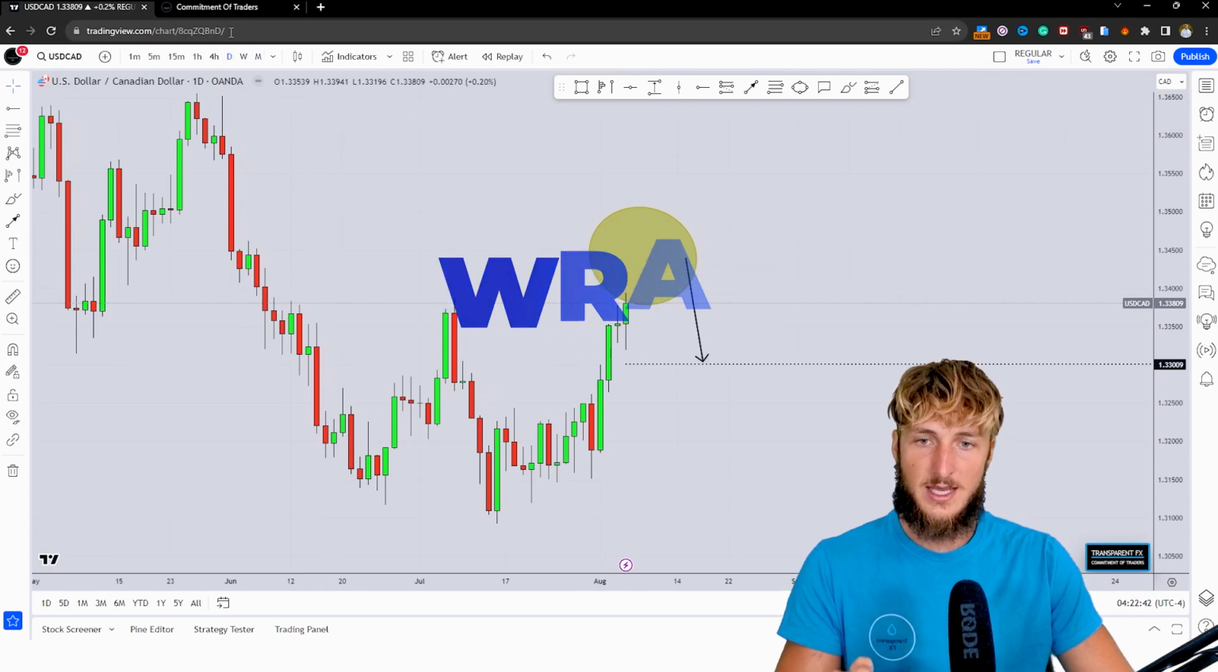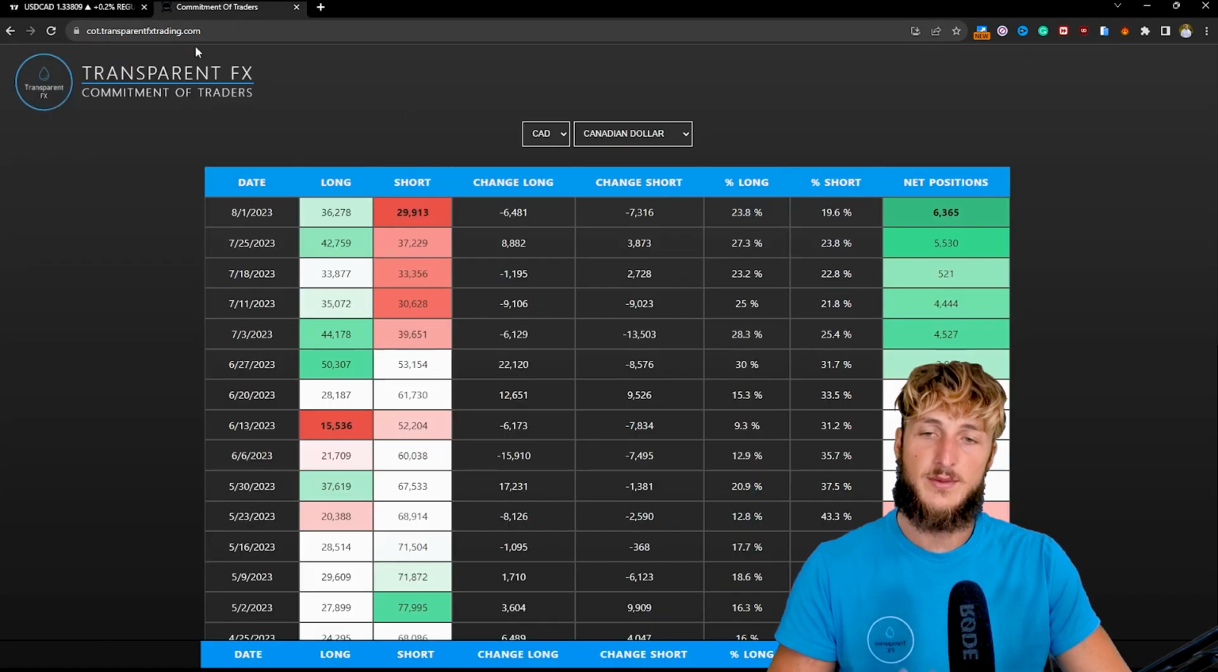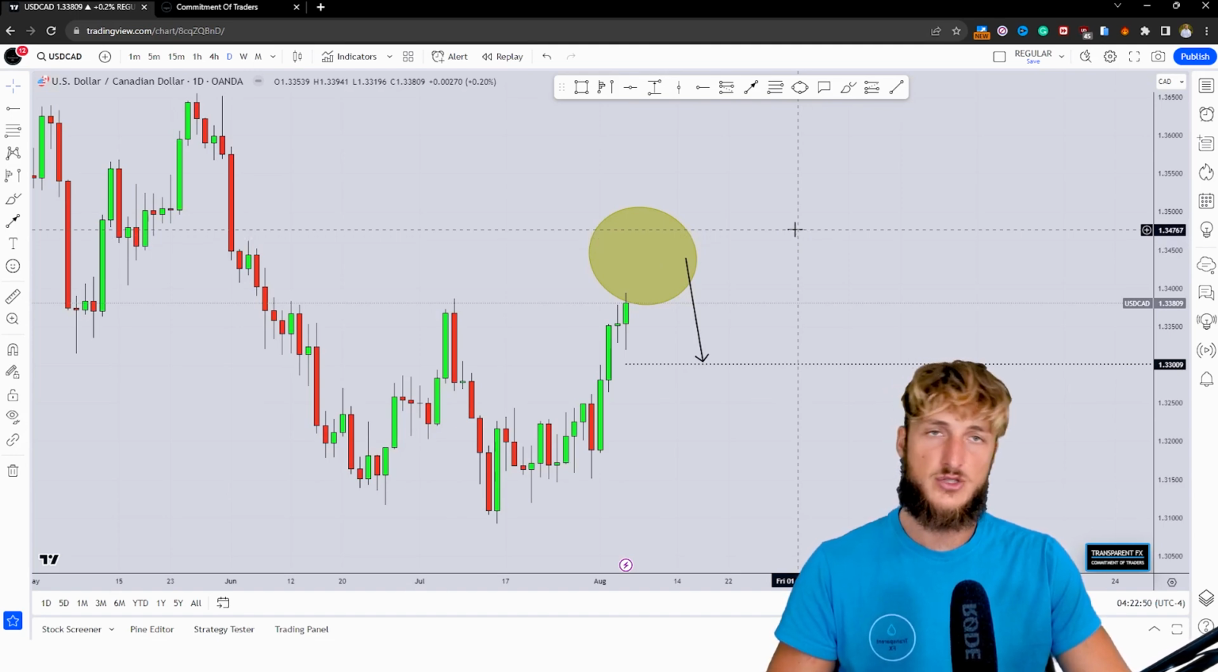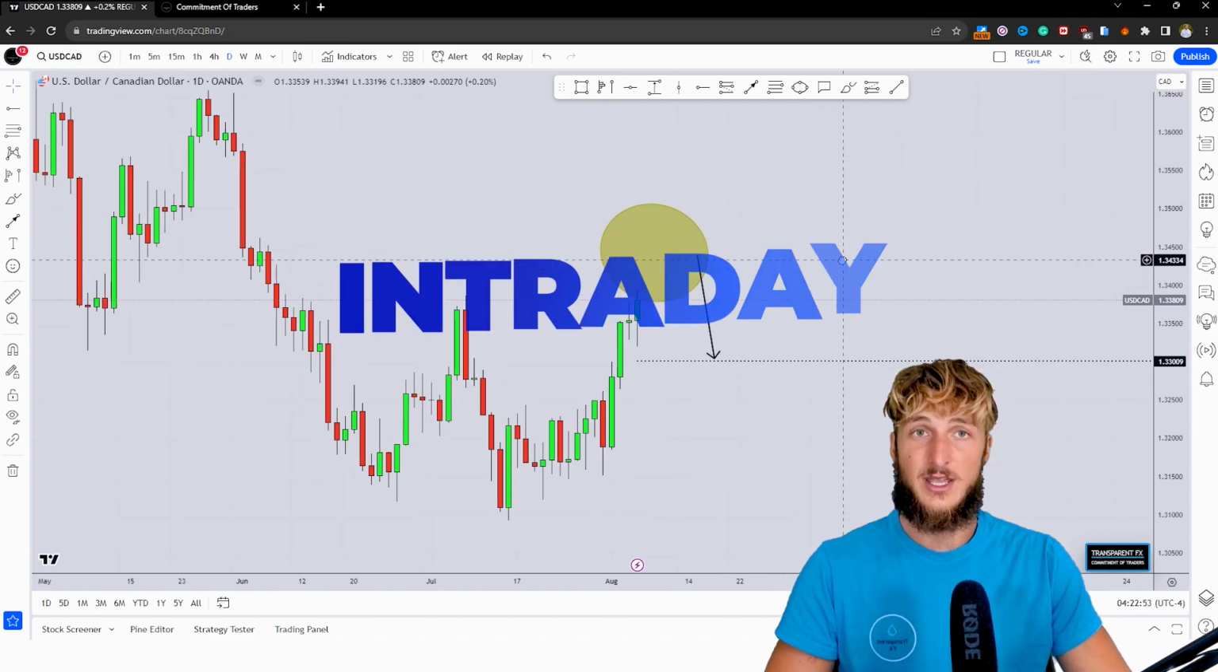The monthly, weekly, and daily combined with the COT data, those are the best time frames from a directional perspective. However, when it comes to confirmations and entries, the best time frames are the intraday time frames.